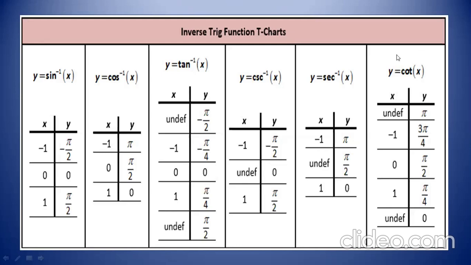And similarly, we can find the domain for cot inverse x. This is cot inverse x. So now cot 0 is an undefined value, cot pi by 4 is 1, cot pi by 2 is 0, cot 3 pi by 4 is -1, and cot pi is an undefined value. So domain is R and range is 0 to pi.